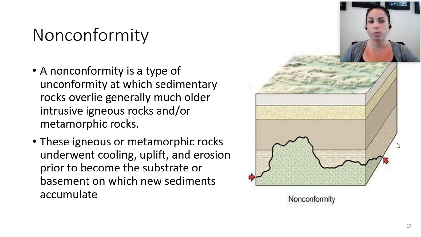Next is a nonconformity. A nonconformity is a type of unconformity at which sedimentary rocks overlie generally much older intrusive igneous rocks or metamorphic rocks. And these igneous or metamorphic rocks underwent cooling, uplift, and erosion prior to becoming the substrate or basement on which new sediments accumulate. So the difference between this last one and this one is that here the unconformity is on top, generally sedimentary rocks, on top of igneous or metamorphic rocks here.